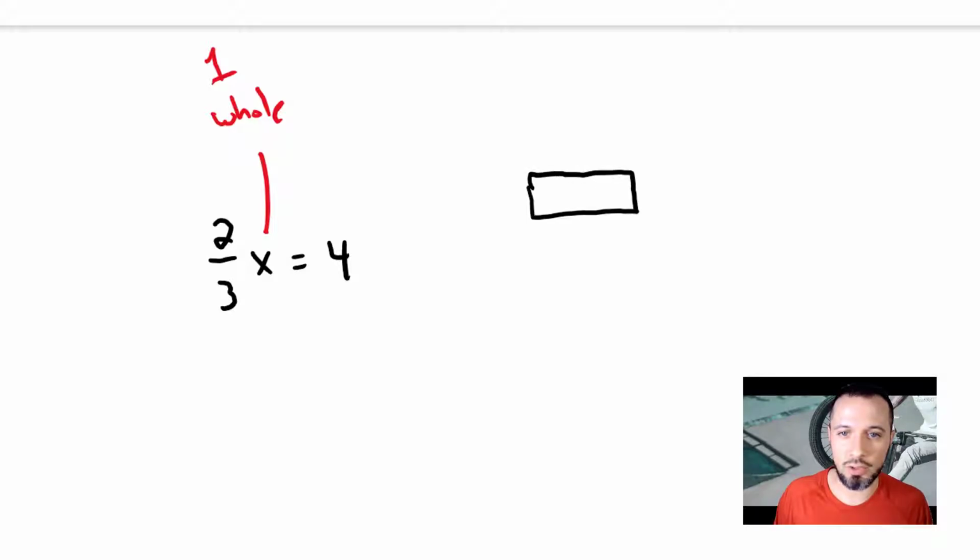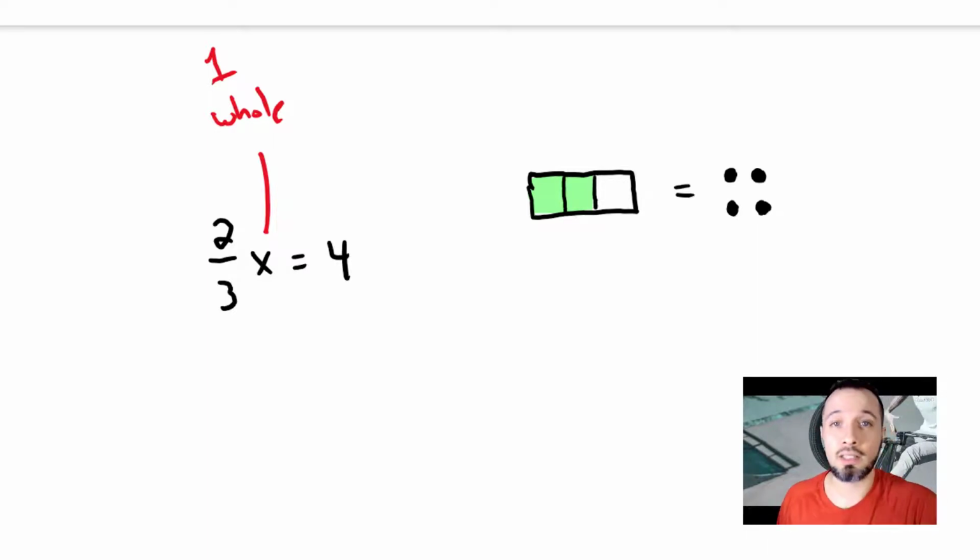So next to it, I'm going to draw 2/3 of a whole, which means I'm going to draw a rectangle, split it up into 3 parts, and I'm going to shade 2 out of 3. That's 2/3, 2 out of 3. And that, so 2/3 of a whole is equal to 4. So I'm just going to draw 4 circles to represent the 4. It could be anything, so I just picked a circle.